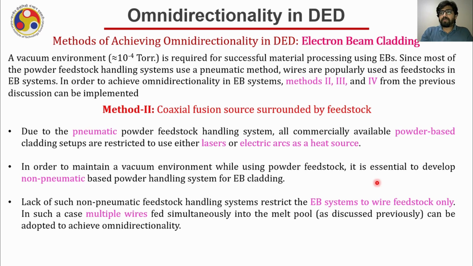This is only because we are using wire as a raw material. But if someone is able to develop a powder delivery system for electron beam, I mean in the vacuum environment, then definitely the continuous cone or the discrete nozzle type of systems can also be used here to make the process omnidirectional if powder is used as a raw material. But it is not really found in the literature that powder is popularly used in the vacuum environment where electron beam is used.